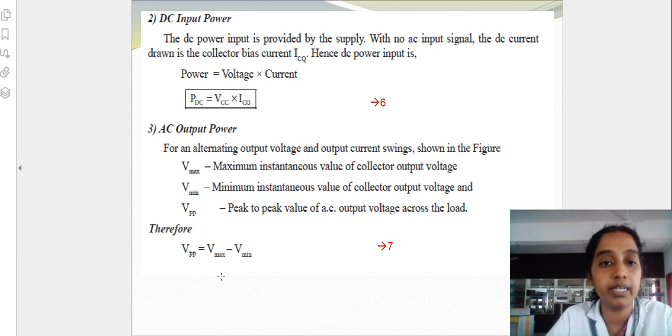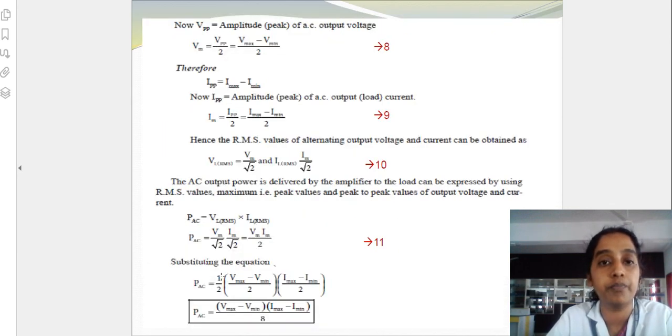So how to calculate the AC input power? We need to know the peak to peak value, that is the difference between the maximum and minimum value. What is the maximum value? The peak to peak value divided by 2. So what is the peak to peak value? It is the difference between the maximum and minimum value. Divided by 2, that will give you the maximum voltage.